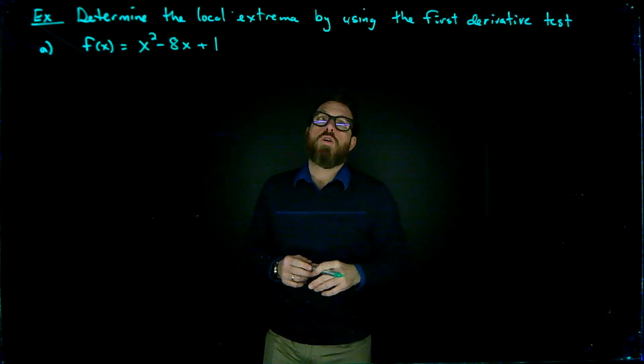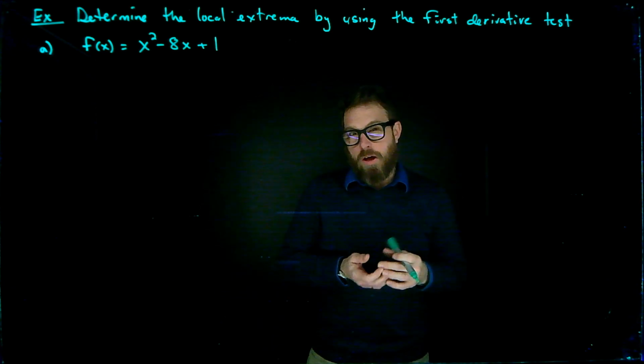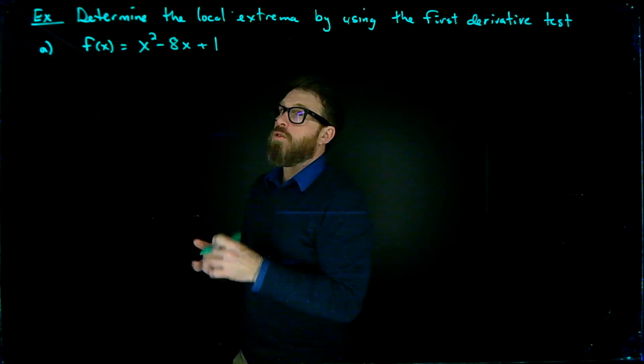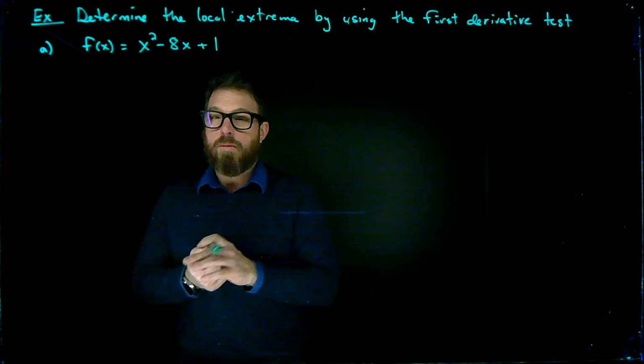So we're going to determine local extrema of three examples. I'm going to do a polynomial, I'm going to do a rational, and then I'm going to do a radical. Okay, so first, start out with this quadratic. It's a really good place to begin.